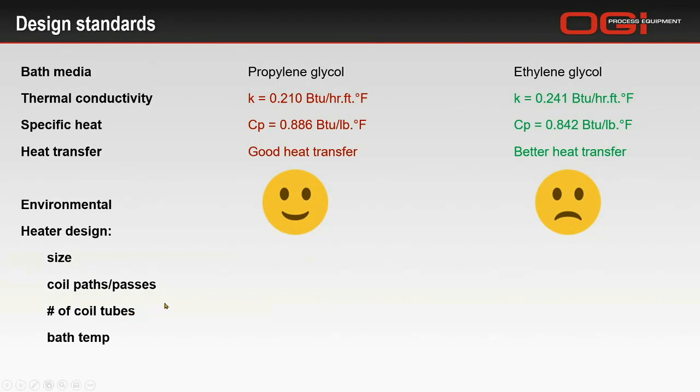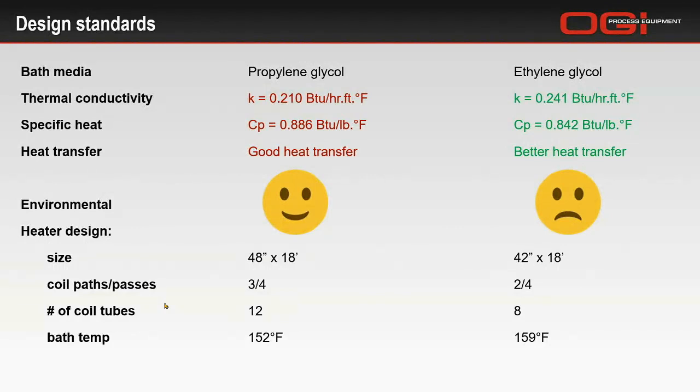For propylene, we'd need a 48-inch shell by 18 feet long heater to be able to fit the 4-pass coil bundle, which consists of 12 tubes. On ethylene, we'll be able to use a smaller shell because we only have 2 paths and 4 passes with a total of 8 tubes. So there's much less surface area on this 42-inch by 18-foot heater, and because of the better heat transfer property of ethylene, we don't need as much coil surface area.